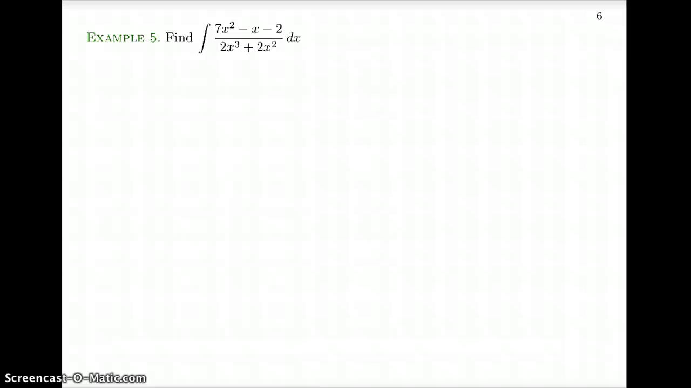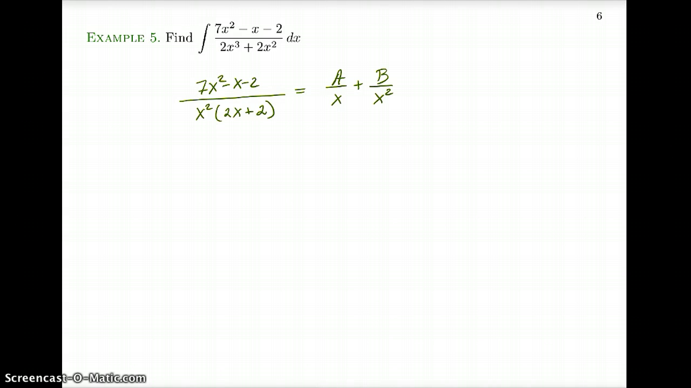Okay, so 7x squared minus x minus 2. The denominator I can factor as x squared times 2x plus 2. And so there are two linear factors, x and 2x plus 2, but x appears twice. So I'm going to have an a over x and a b over x squared to represent the x squared. And then since 2x plus 2 is only there once, I want c over 2x plus 2.